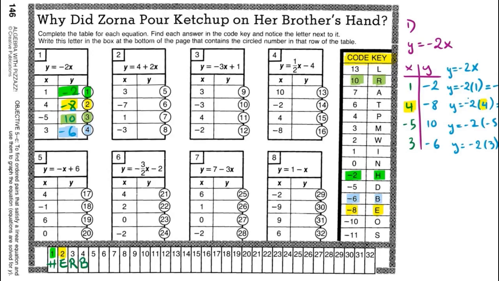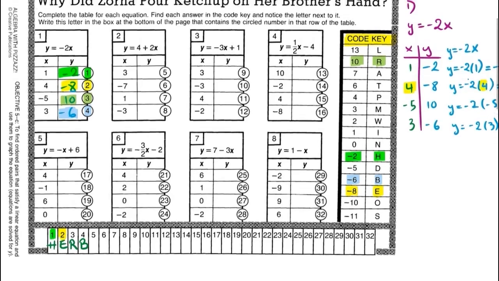Alright, so that's pretty much it. When you answer all the questions, you should be able to answer the question, why does Zona pour ketchup on her brother Hen? Now I looked through this problem, and I think you may have trouble with problem 4 and problem 6. Since they are the same, I'm going to do 6. I'm going to do the hard problem for you, and then you're going to do 4, the easy part.